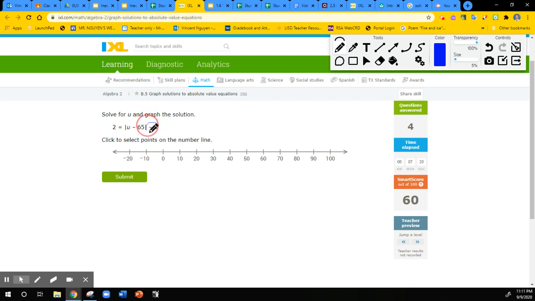We're going to remove the negative 3 first. So it's going to be 5 when it goes over there. So I have 5 equals the absolute value of u minus 65. And again, I'm going to split it into 2 cases, right? So the first case is 5. The positive case is normal, u minus 65, okay? And then the other case will be negative 5 equals u minus 65, right?